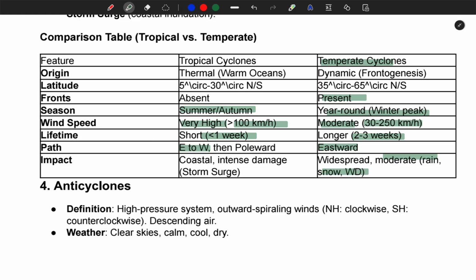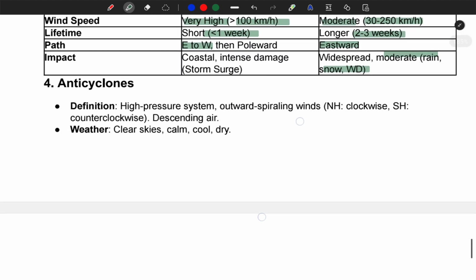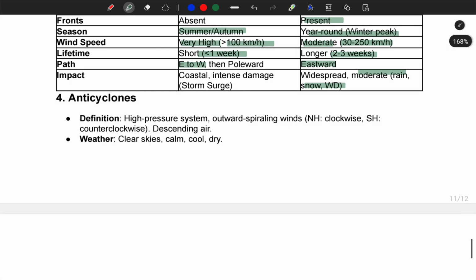Next is anticyclone. Definition: high pressure system, outward spiraling winds, clockwise in the Northern Hemisphere and counterclockwise in the Southern Hemisphere, descending air. Next is weather: clear skies, calm, cool, dry.